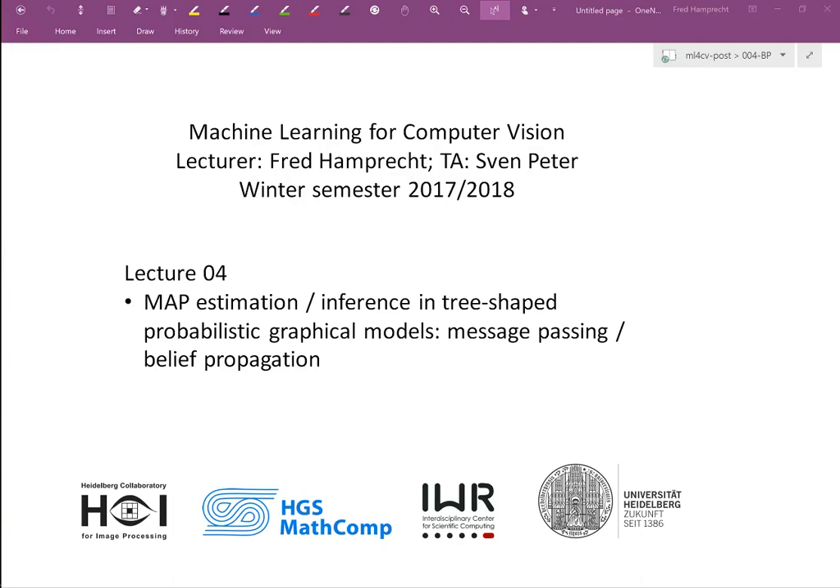Last week we saw how to translate the maximum a posteriori problem, the inference problem, on any discrete undirected probabilistic graphical model into an integer linear program. Unfortunately, these are in general too expensive to solve. So we need to resort either to approximations or to models with special, more friendly structure. And this is what we will look at today.